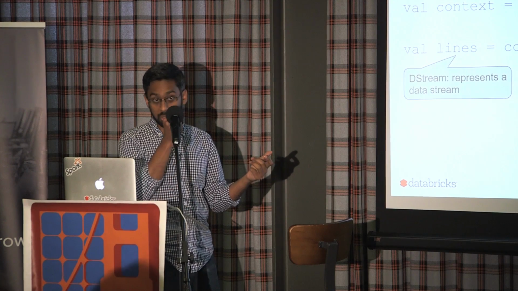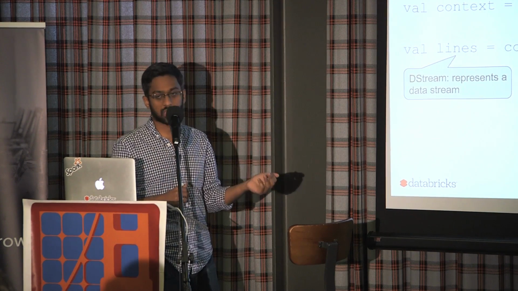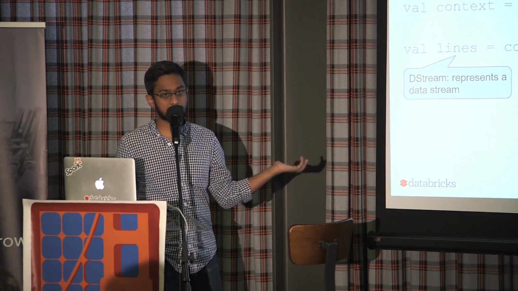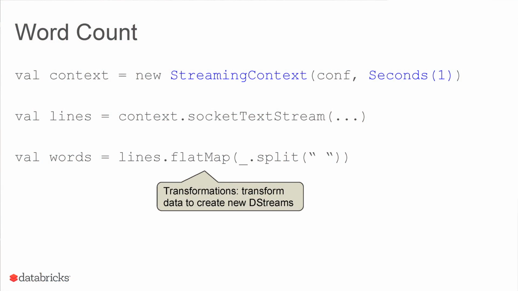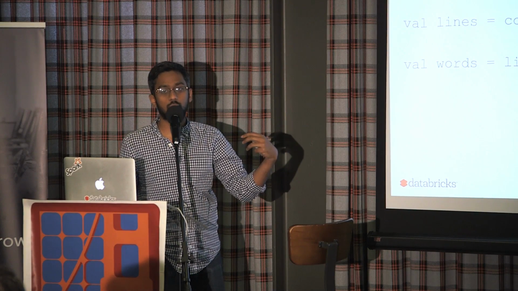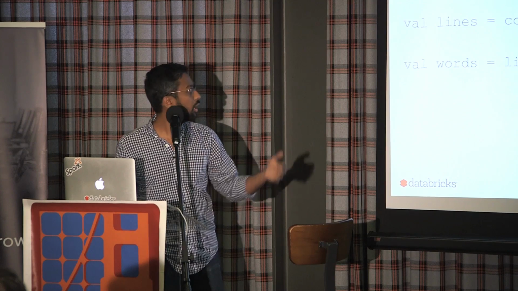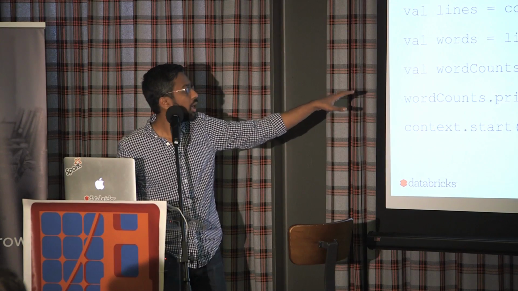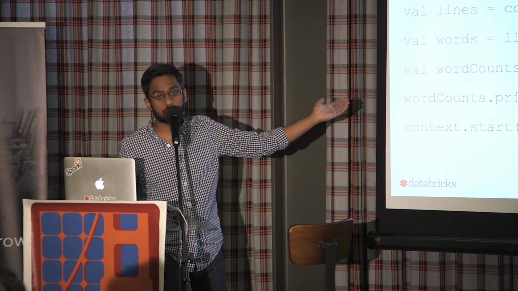DStream is the API that Spark streaming exposes to do any transformations. Once you have a DStream, which represents a data stream, you can do further transformations on it to create newer DStreams. In this case, we got a lines DStream. We are doing a flatMap operation, which splits all the input text into words, and you have a words DStream. And then further, we can do further transformations and get a final word count stream. And then here we are just printing the DStream contents onto the screen.